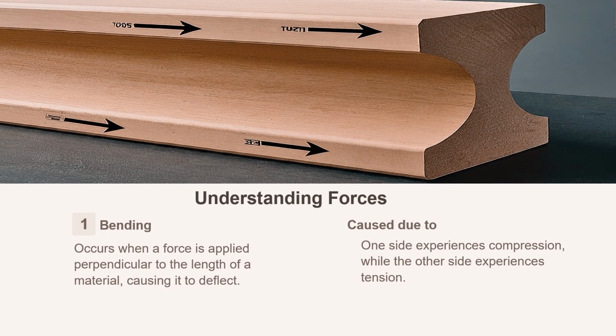Even though it is not a part of this discussion, I would like to give a glimpse of it just to enjoy the essence of the subject. Yes, here is a simple explanation. First, bending. Bending occurs when a force is applied perpendicular to the length of the material, causing it to deflect. This happens because one side of the material experiences compression while the other side experiences tension.